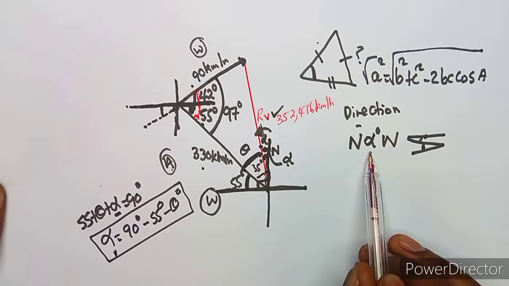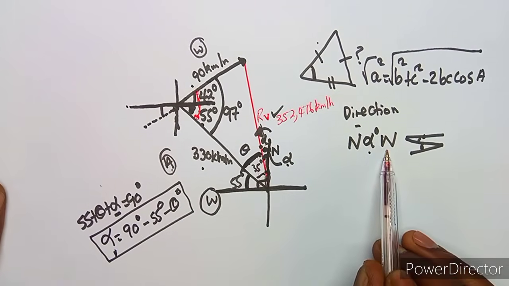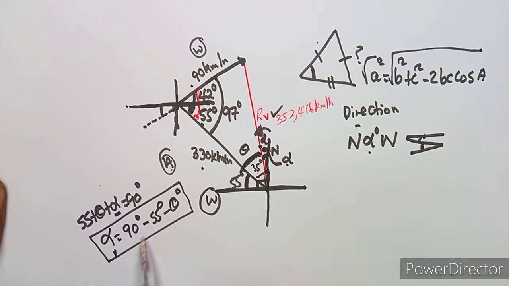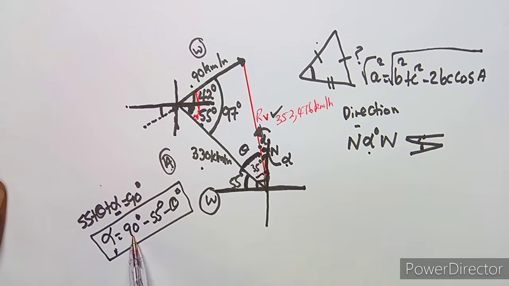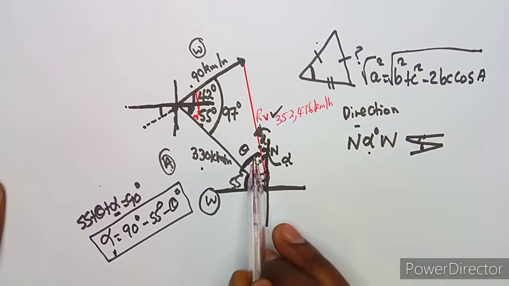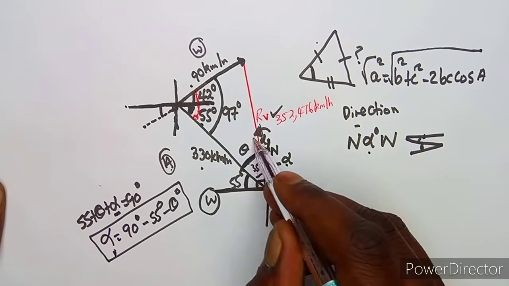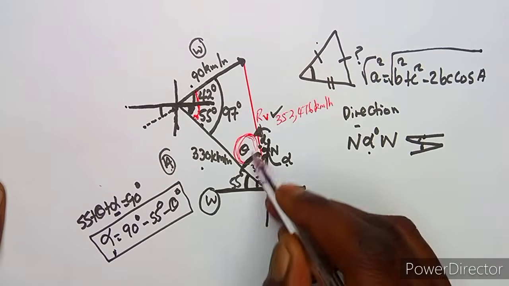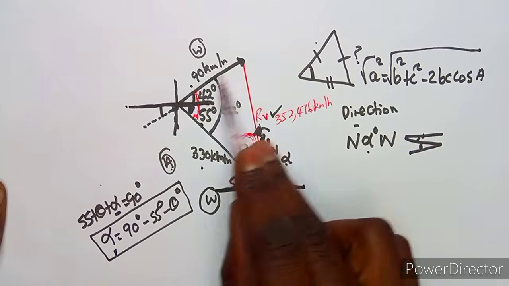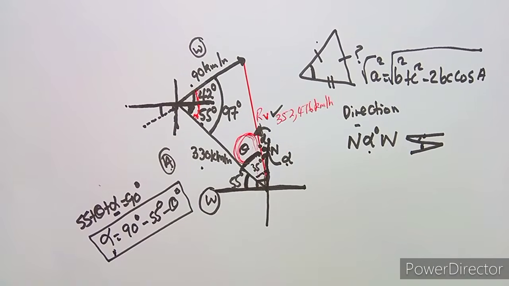We said it's supposed to be north alpha degrees to the west. But this alpha, which is this angle, is supposed to be 90 degrees minus 55 degrees minus this angle theta. So you must calculate this theta first, the angle that is inside the triangle. And it's easier because it's inside a triangle.